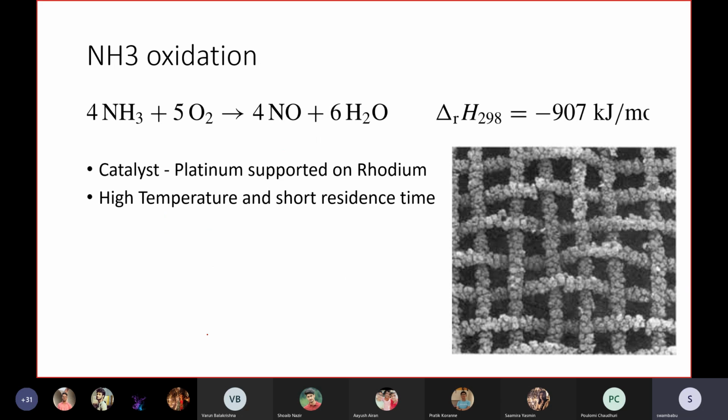So let's see what is the way we can get nitric oxide rather than nitrogen. If you use platinum catalyst, this ammonia oxidizes into nitric oxide. If you don't use platinum catalyst, this is going to form nitrogen and H2O. Just that is the important difference.